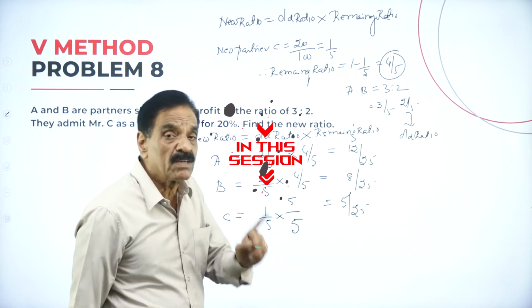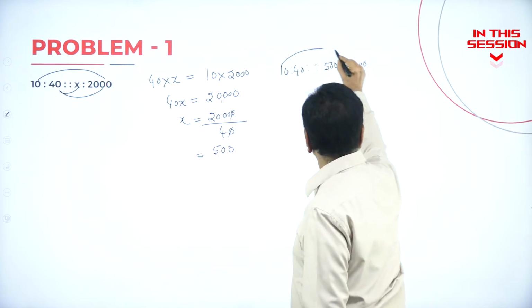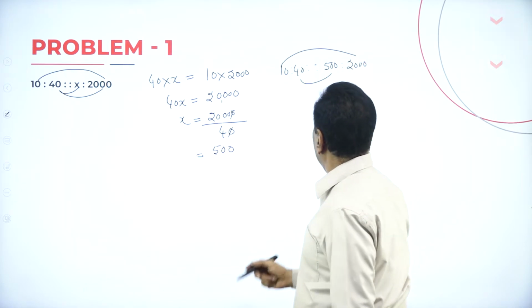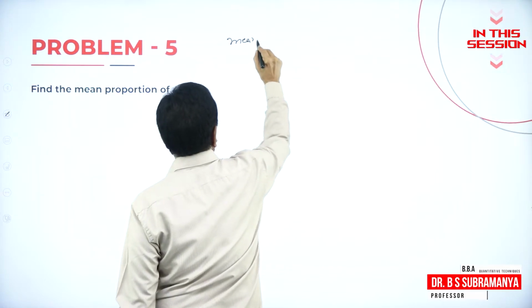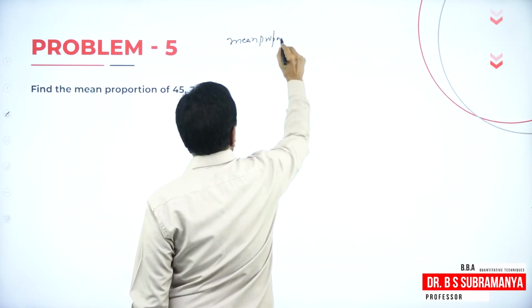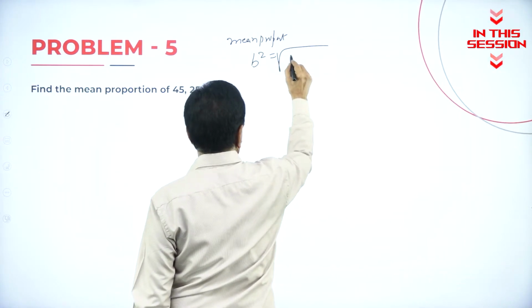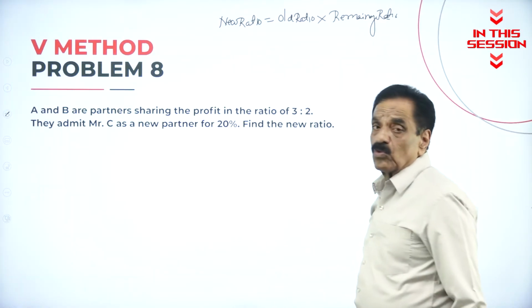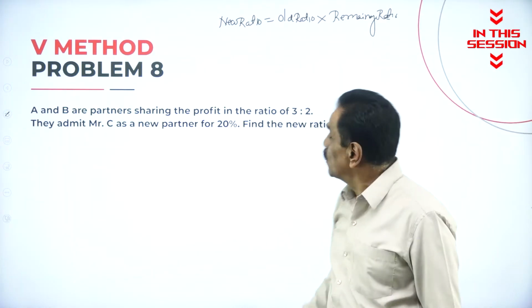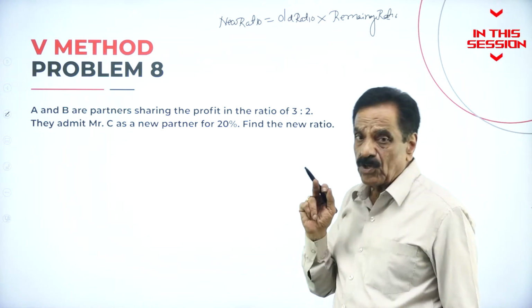Numerator should be equal to denominator. When you get the answer, first and last, second and third should be equal. Mean proportion is B square is equal to root of AC. Formula: what's the formula? New ratio is equal to old ratio multiplied by remaining ratio.